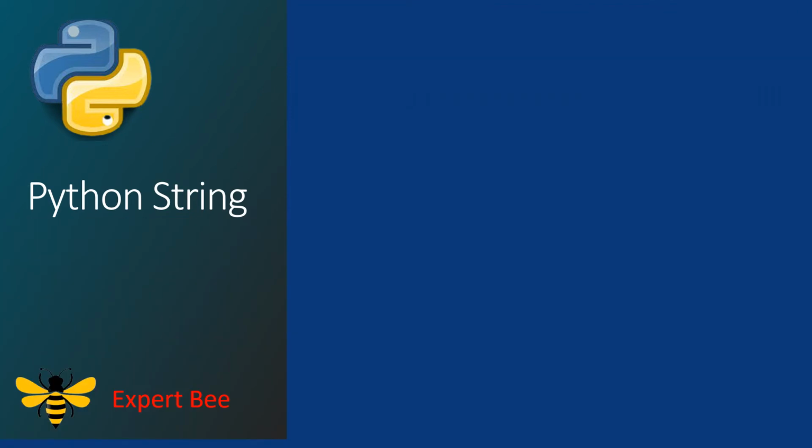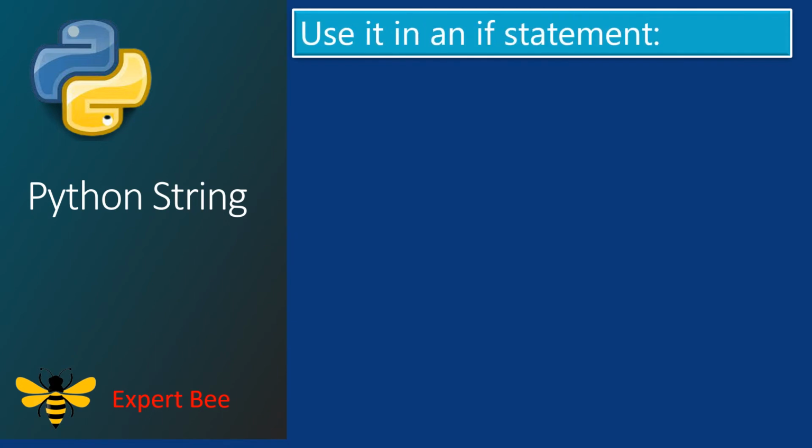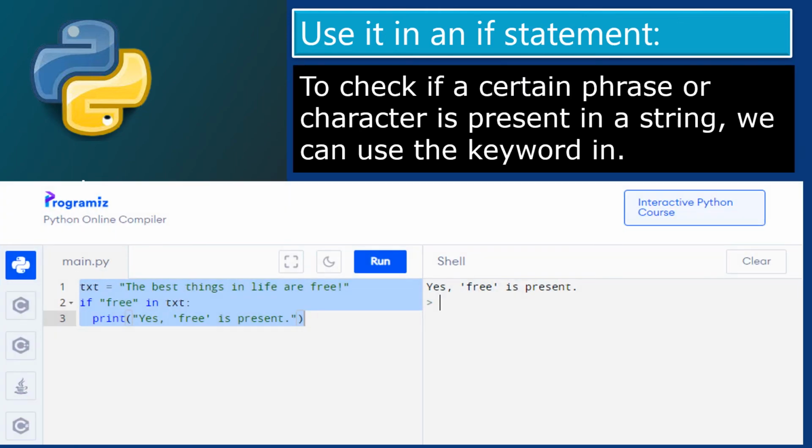Now we'll use an if statement to check whether a text is available in the string or not. Type in the online compiler txt equals "The best things in life are free!". If "free" in txt: press enter, print "Yes, 'free' is present". After pressing the run button, you will get Yes, free is present as the output because free is already available in txt. This clearly shows how we can use an if statement to check whether a phrase is available in the string or not.